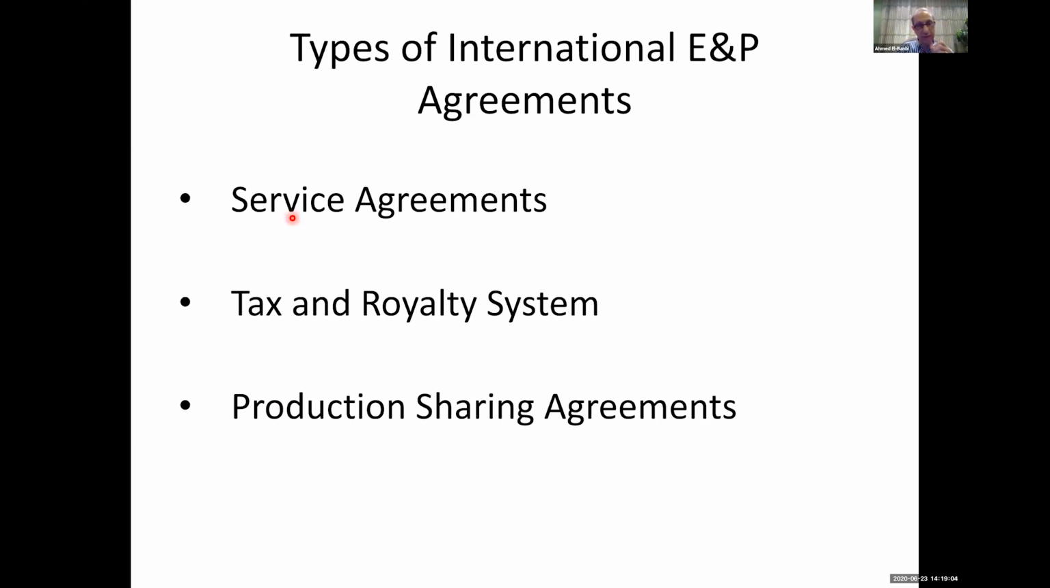Service agreements are usually used when you know there is oil underground, so there is no exploration risk. The risk that exists is only the operation risk. So when you know there is oil underground and there is no exploration risk, countries usually opt for service agreements. Let me give an example. After the Gulf War in Iraq, the investment in oil was very low. So Iraq made a lot of service agreements with international companies. These are old fields. They already know where the oil is. So the type of agreement they used was the service agreement, because they know where the oil is and there is no exploration risk.